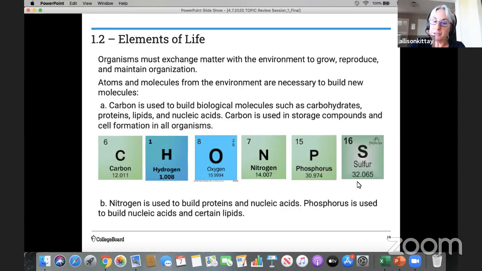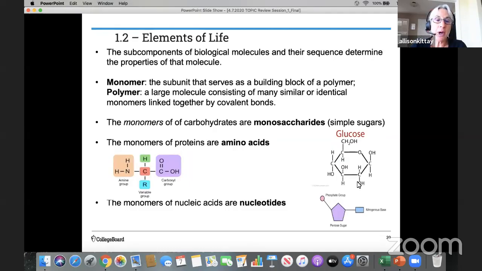Nitrogen is used to build proteins and nucleic acids, and phosphorus is used to build nucleic acids and certain lipids, the phospholipids. More on all of this is coming up. So I want to introduce those terms I told you should be familiar with, just in case you forgot. And these are the terms monomer and polymer. Monomer is the subunit that serves as a building block of a polymer. So mono means one, poly means many.